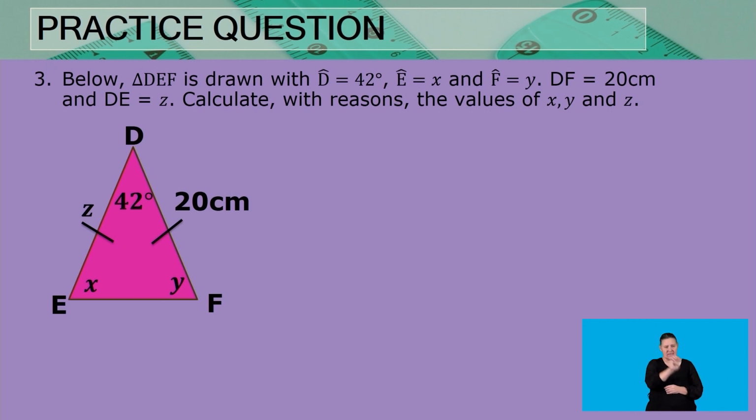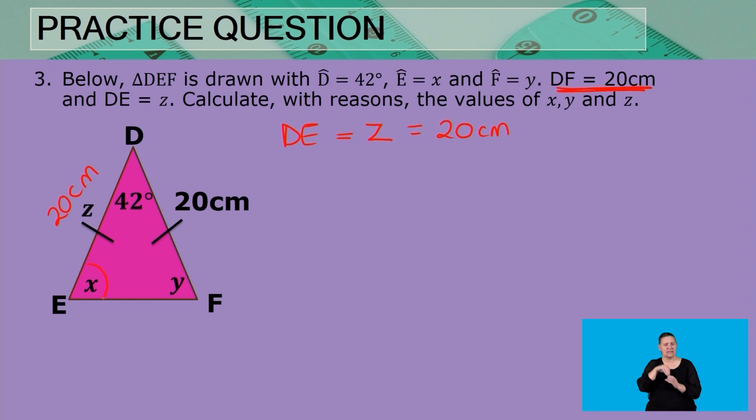So we can see that DE and DF are equal, and since we know that DF is equal to 20 centimeters, that means that DE, which has been said here to be Z, is equal to 20 centimeters. So we know that that side there is also equal to 20 centimeters. Now, what about the values of X and Y?